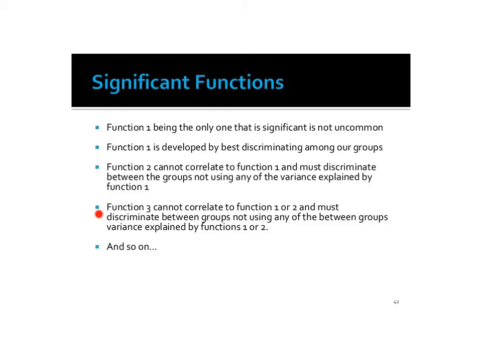Then function 3 is going to be harder, because not only can it not correlate to either function 1 or function 2, it also has to use a whole different set of explained variance. So often, most of the explained variance is found by function 1. Sometimes you get a good function 2. It's really hard to keep going past functions 1 and 2.